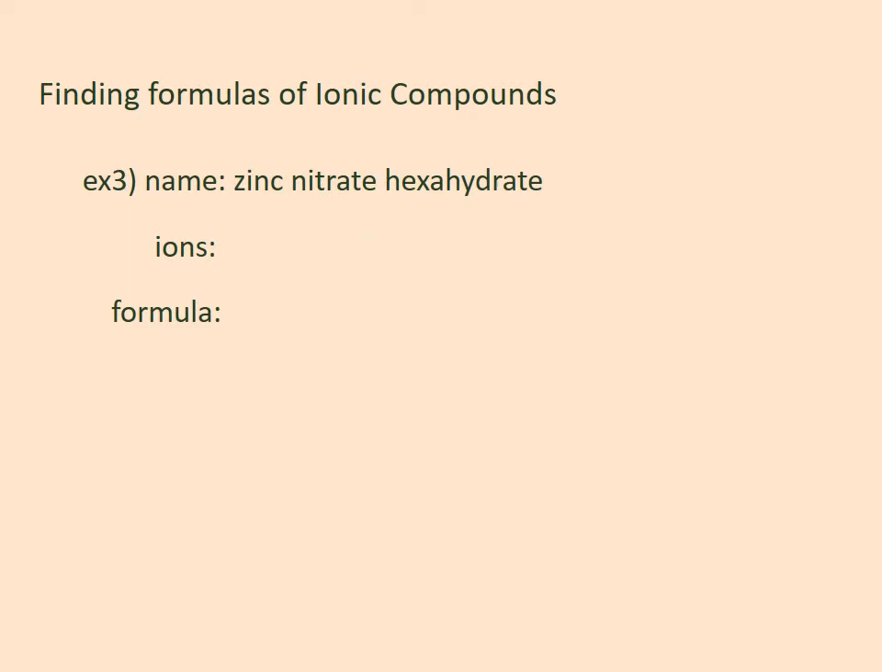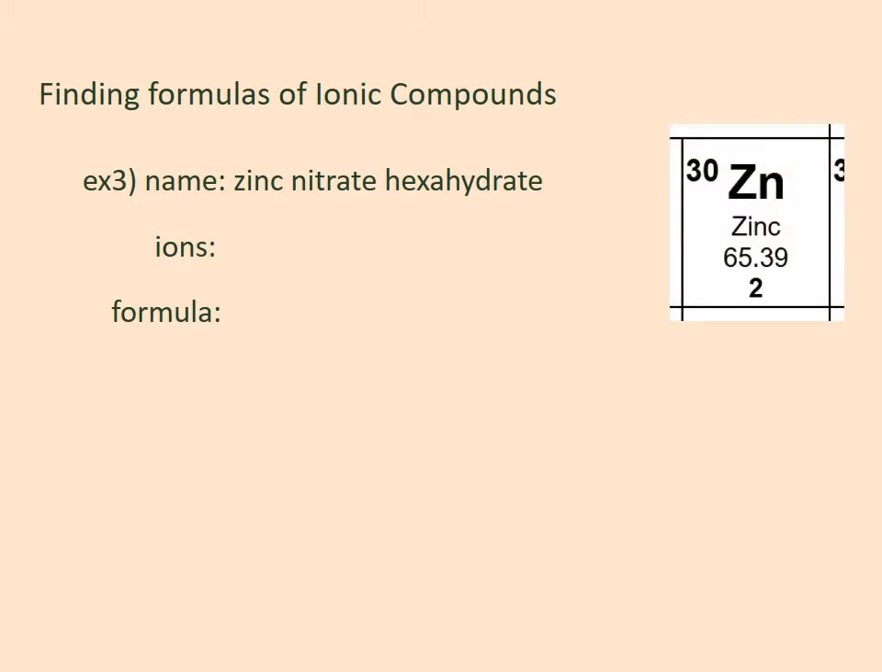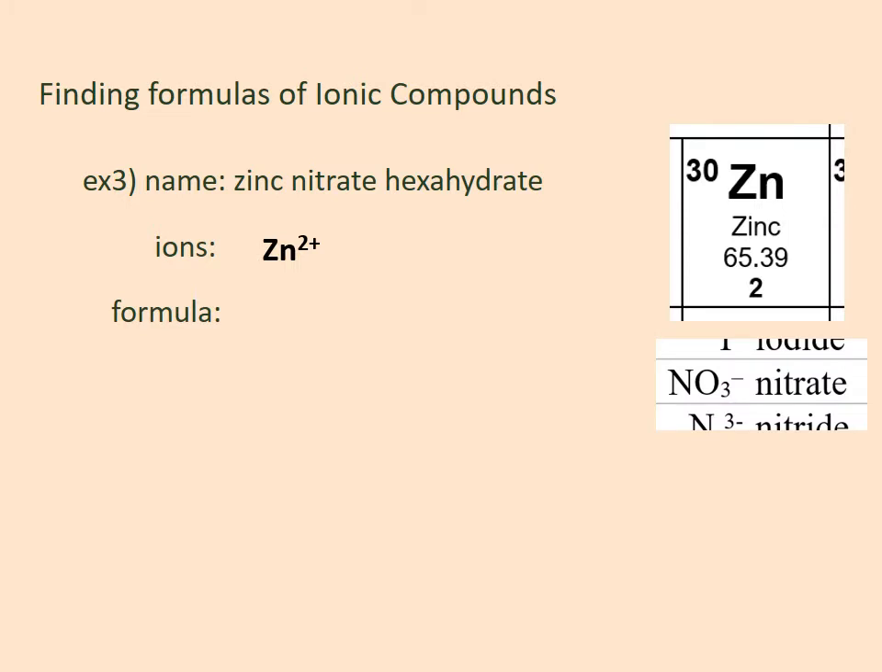Zinc nitrate, hexahydrate. I look up zinc, I see the symbol is Zn and it takes a +2 charge. I then look up nitrate and find that the formula is NO3 with a -1 charge. The smallest number that 2 and 1 can both go into is 2. So to get a +2 charge on the front, I need 1 zinc. To get a -2 charge on the back end, I need 2 nitrates. Now, what about this hexahydrate?